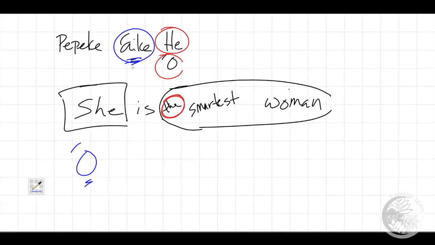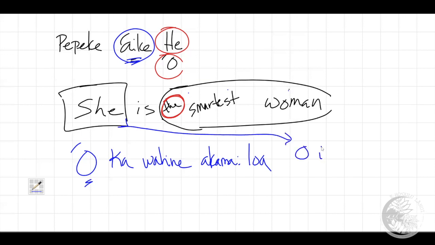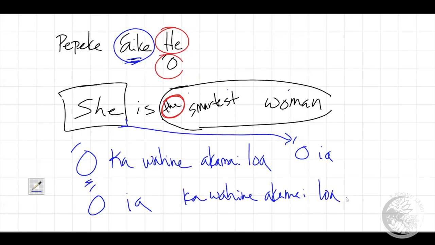So to express the idea of the smartest woman, I express, of course, o ka wahine, the woman smartest, akamailoa. The smartest woman. And who is the smartest woman? Oya. O ka wahine akamailoa oya. And if you remember, Pepeke ʻAike o, I could in fact say oya ka wahine akamailoa.